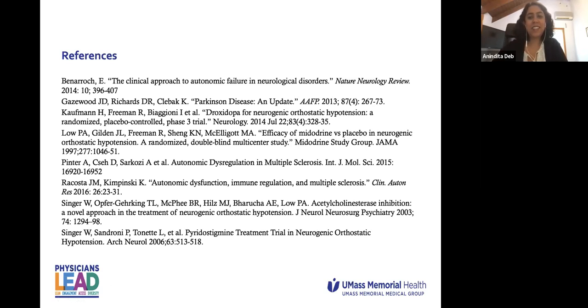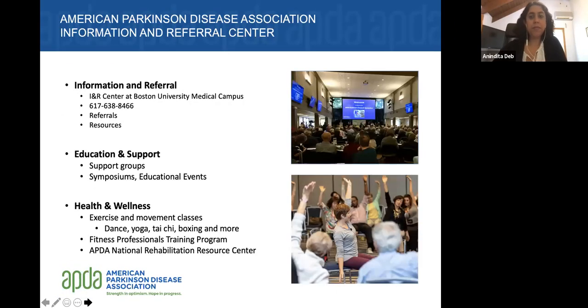We've gotten quite a few questions along the way. What I'd like to suggest to everybody is if you have any further questions, reach out to your local APDA Information Referral Center or your local chapter and try to get somebody that might be able to answer your questions. Here in Massachusetts, we have an Information Referral Center at Boston University Medical Campus. The phone number is 617-638-8466. We work with local referrals and resources.